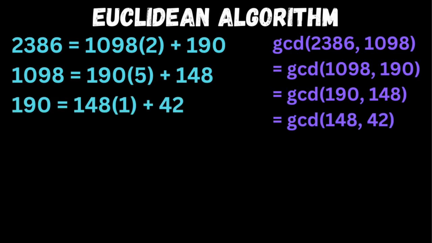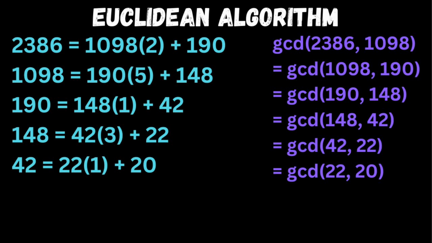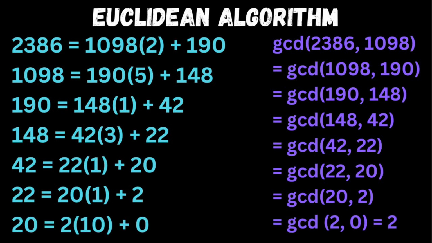Then 148 fits into 190 one time, and the remainder is 42. 42 fits into 148 3 times, and the remainder is 22. At this point, we can probably tell that the GCD is going to be 2, but let's do it a few more times just to be sure. 22 fits into 42 one time, and the remainder is 20. 20 fits into 22 one time, leaving a remainder of 2. Finally, 2 fits into 20 exactly 10 times.